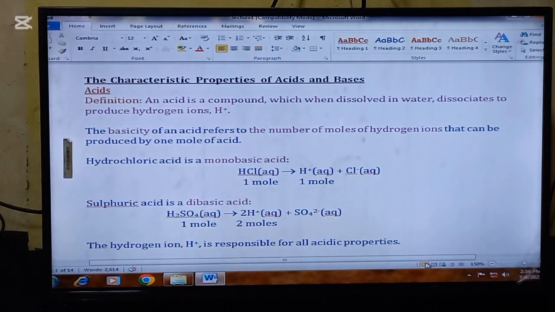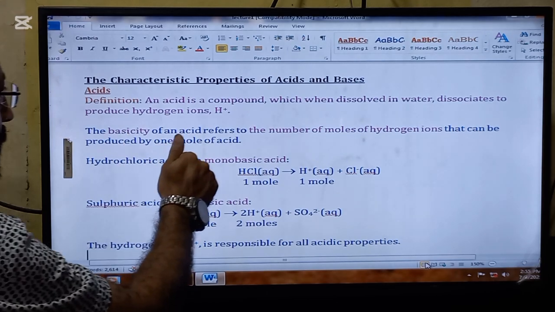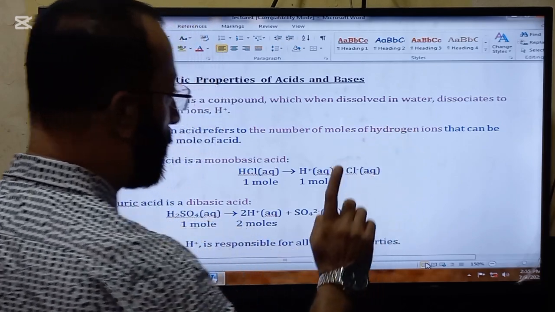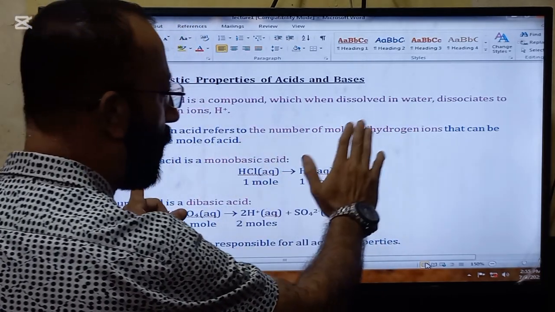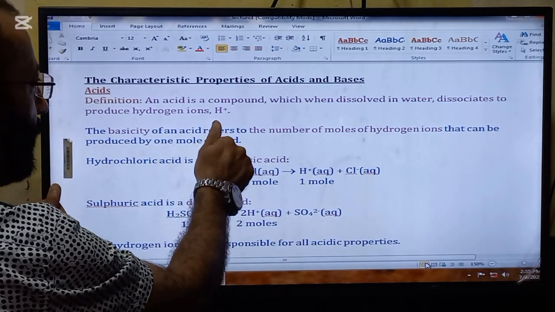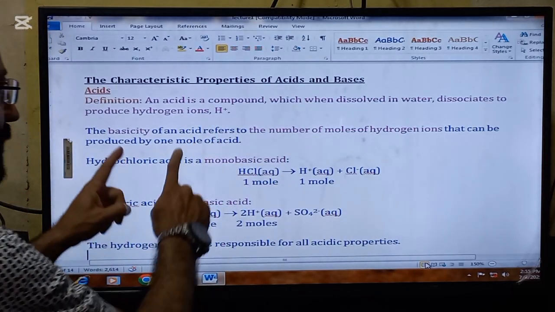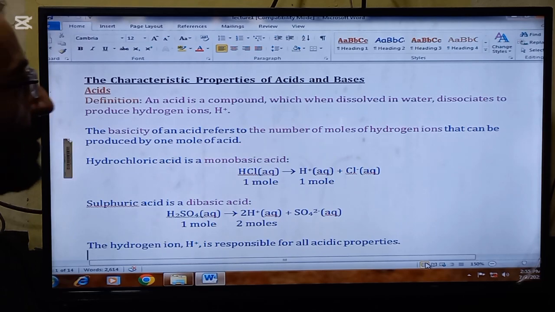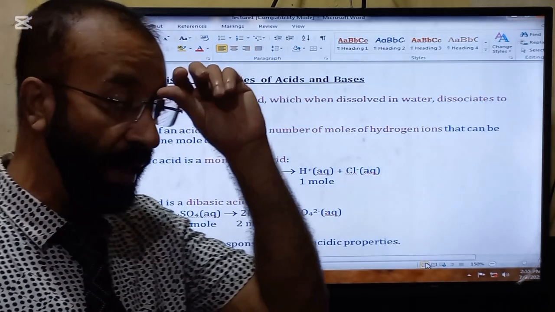Concentrate yourself now. Acids. First, we are going to read the definition of the acids. An acid is a compound which, when dissolved in water, so this is the condition, when dissolved in water, dissociates to produce hydrogen ion, that is H plus. So this is the definition of the acid.